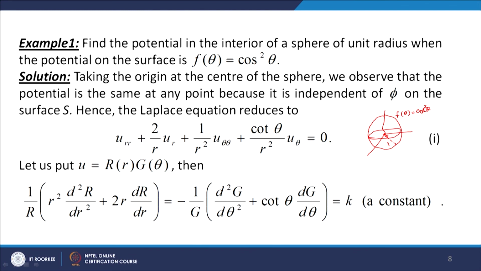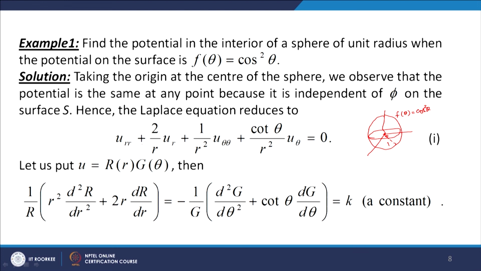So, the potential u will not depend on phi. Hence the Laplace equation reduces to u_rr + (2/r) u_r + (1/r²) u_θθ + (cot θ/r²) u_θ = 0. Now, we have to find the solution of this equation.